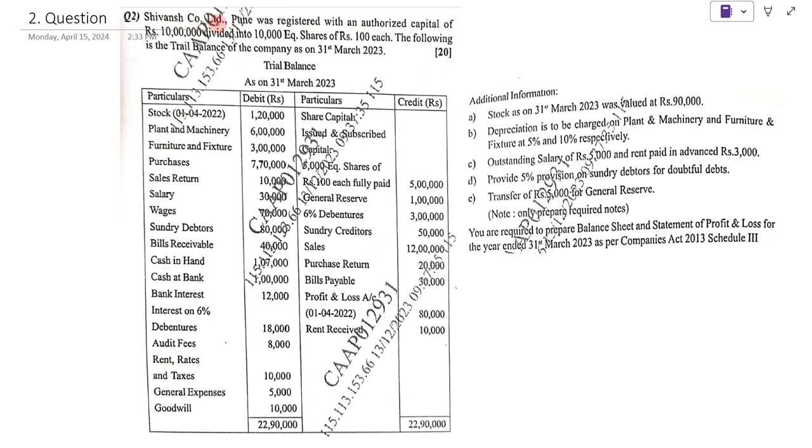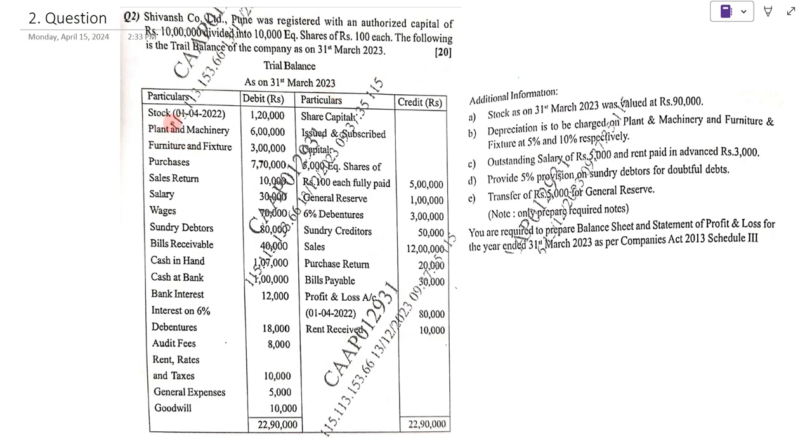Shivansh Company Limited, Pune was registered with an authorized capital of 10 lakh divided into 10,000 equity shares of rupees 10 each. The following is the trial balance of the company as on 31st March 2023. So this is the trial balance of Shivansh Company Limited as on 31st March 2023.